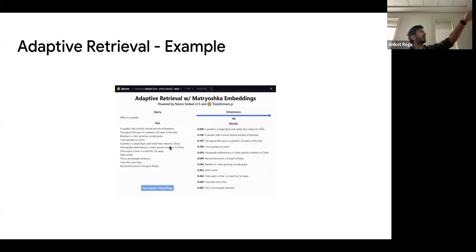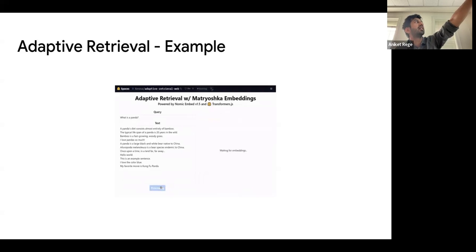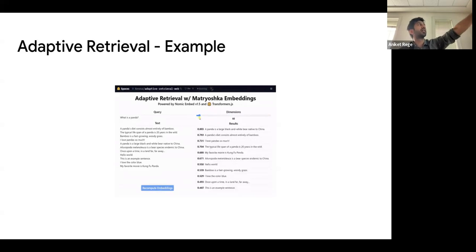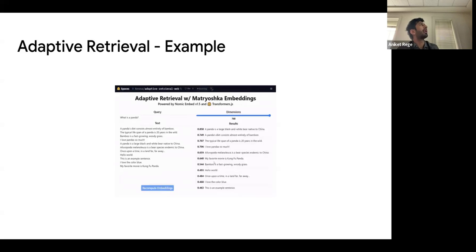Okay, and this is an application from Zenova that shows this. So there's a query, what is a panda, and there's some text here, and they're showing that the stability of your results is pretty high as you decrease your embedding dimensionality. So the top result, which is a panda as a large black and white bear native to China, stays the top result even if you decrease the embedding size from 768, I think, all the way down to 64. So it's showing that doing this kind of adaptive retrieval is pretty powerful. It can get pretty good results.